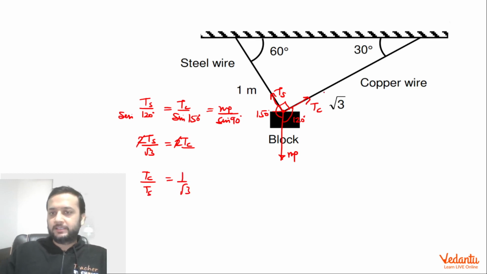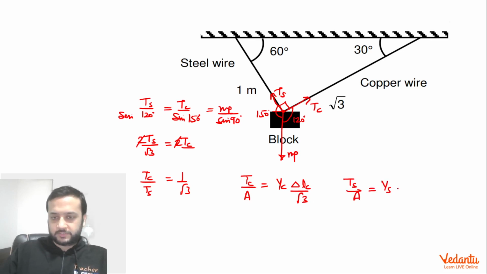Right. Now, if you apply the Young's modulus formula, stress by strain equals Young's modulus. If you see the copper wire, we can say that Tc upon area of cross section will be equal to Young's modulus of copper into delta Lc divided by the length of the copper wire, which is root 3. And Ts upon area of cross section, which is the same, is equal to Young's modulus of steel into delta Ls, which we have to find the ratio of, and the length is 1.